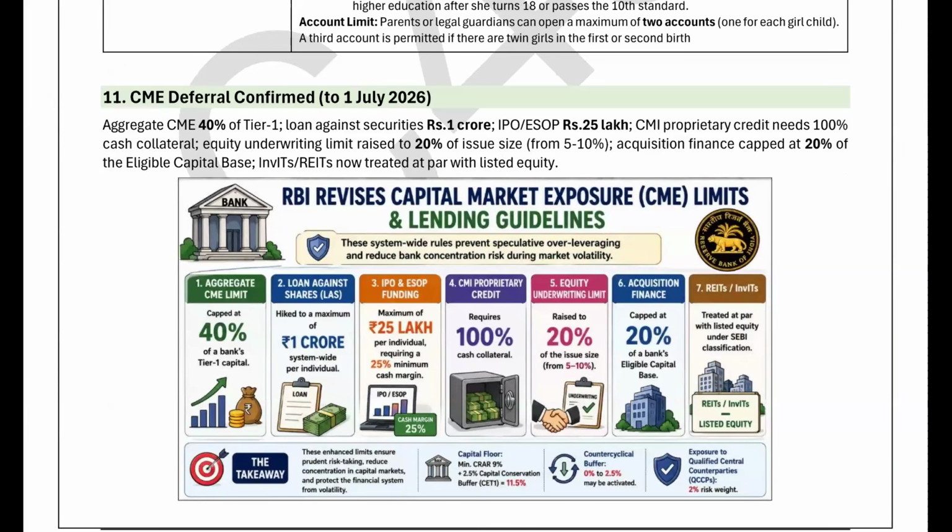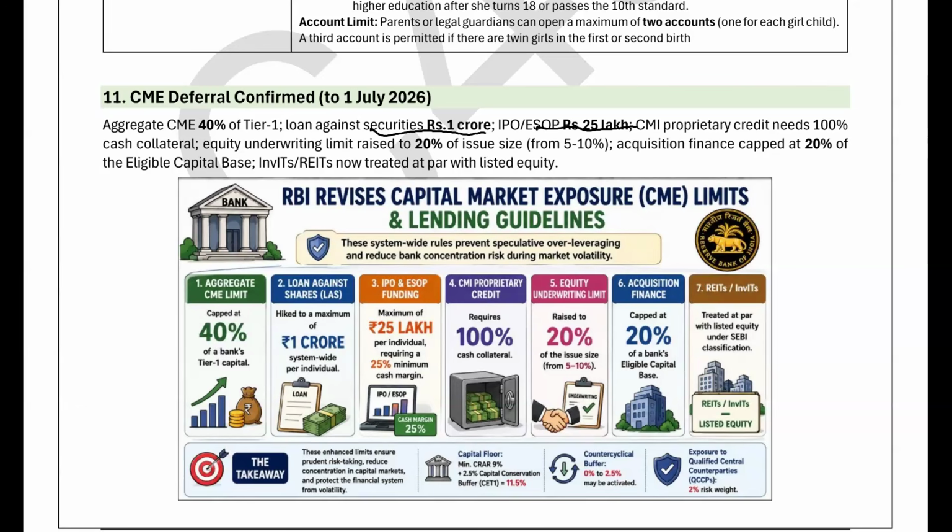11th news for the day, for the month of April: CME deferral confirmed to 1st July 2026. So what is it telling about? Aggregate CME: 40% of tier 1, loan against securities rupees 1 crore, IPO ESOP is rupees 225 lakh. CMI proprietary credit needs 100% cash collateral.